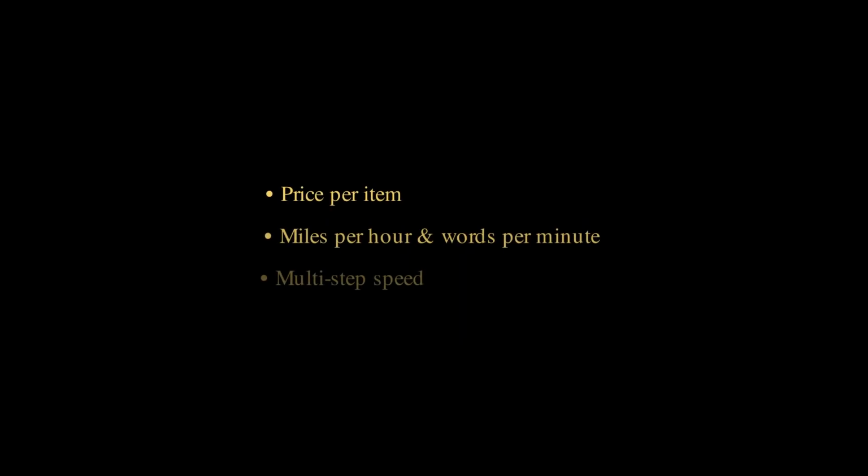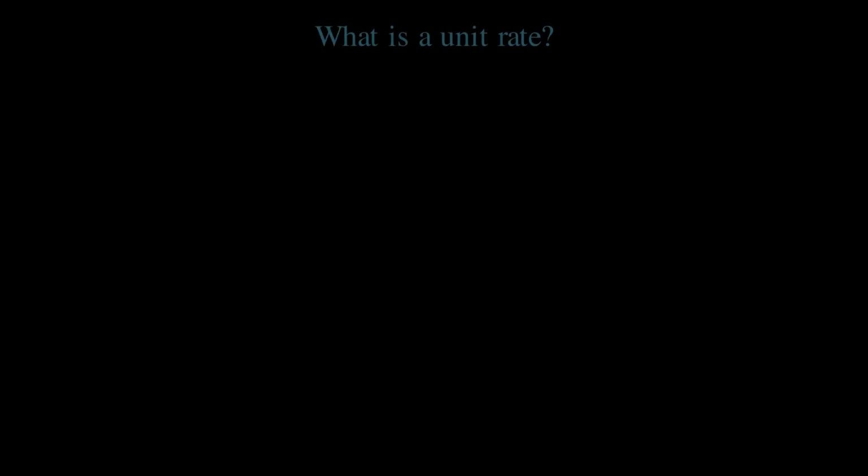We will cover price per item, miles per hour, words per minute, and multi-step speed problems that mix distance and time. A unit rate is a ratio where the denominator is 1. You are answering how much of something happens per 1 unit of something else. That 1 unit might be 1 apple, 1 hour, 1 minute, or 1 mile, depending on what the problem measures.